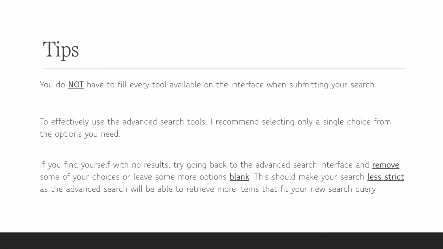To effectively use the advanced search tools, I recommend selecting only a single choice from the options you need. If you find yourself with no results, try going back to the advanced search interface and remove some of your choices or leave some more options blank. This should make your search less strict, as the advanced search will be able to retrieve more items that fit your new search query.